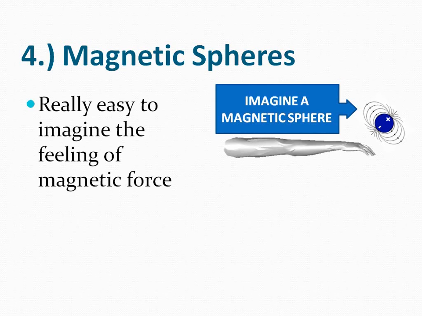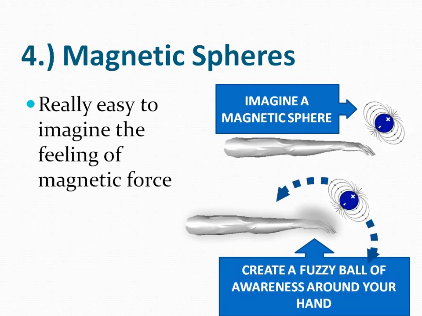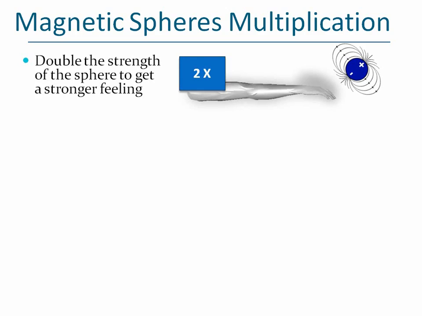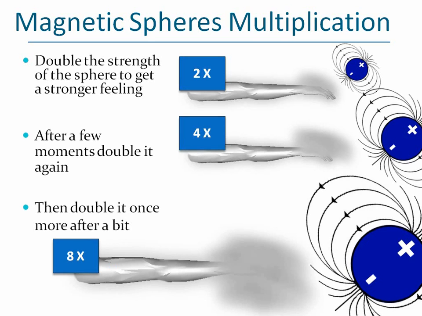Imagine a magnetic sphere hovering above your hands. Move the sphere around and feel it pull on your non-physical body in different directions. You'll start to get a feeling of a fuzzy ball of awareness around your hands. Double the strength of the sphere to get a stronger feeling. After a few moments, double it again. Then after a bit, double it once more. Keep doubling it every minute or so until you have a very strong feeling of attraction around your hands.